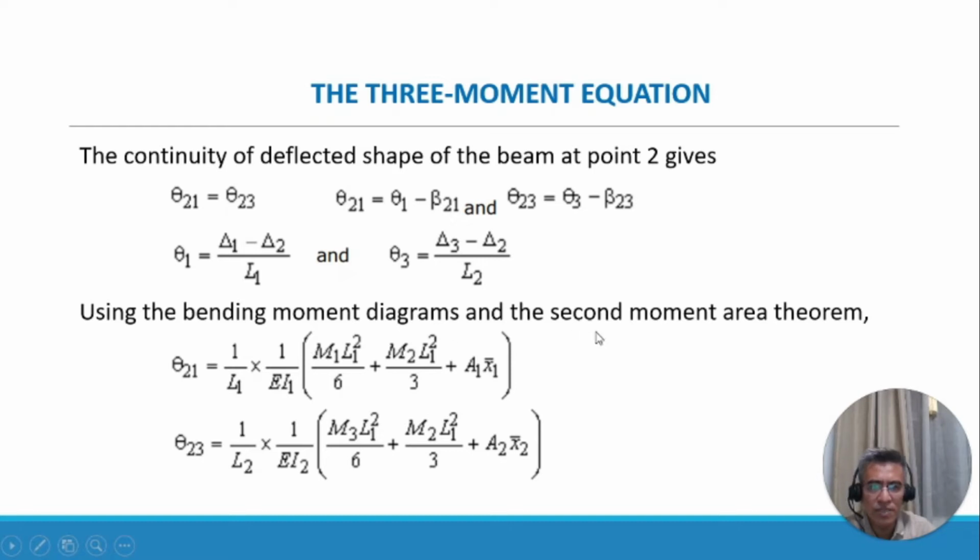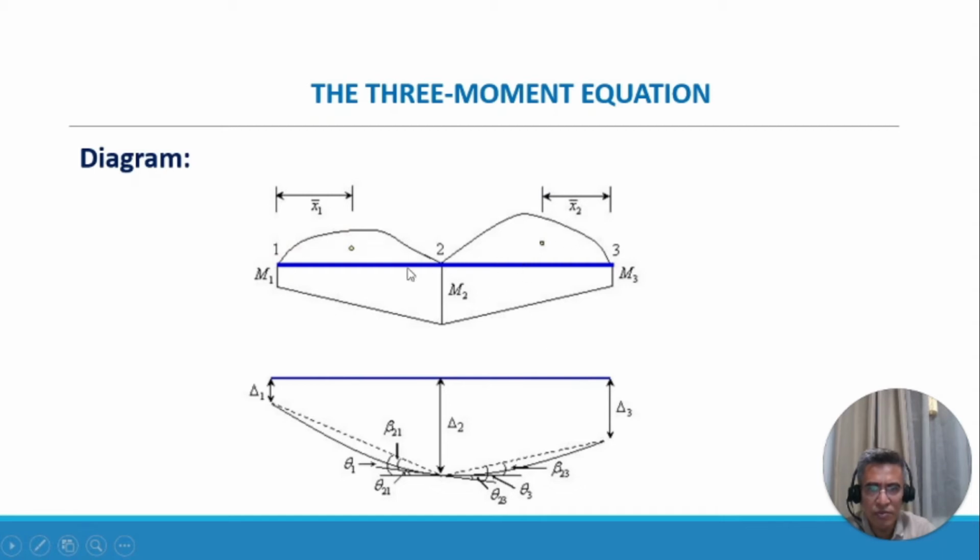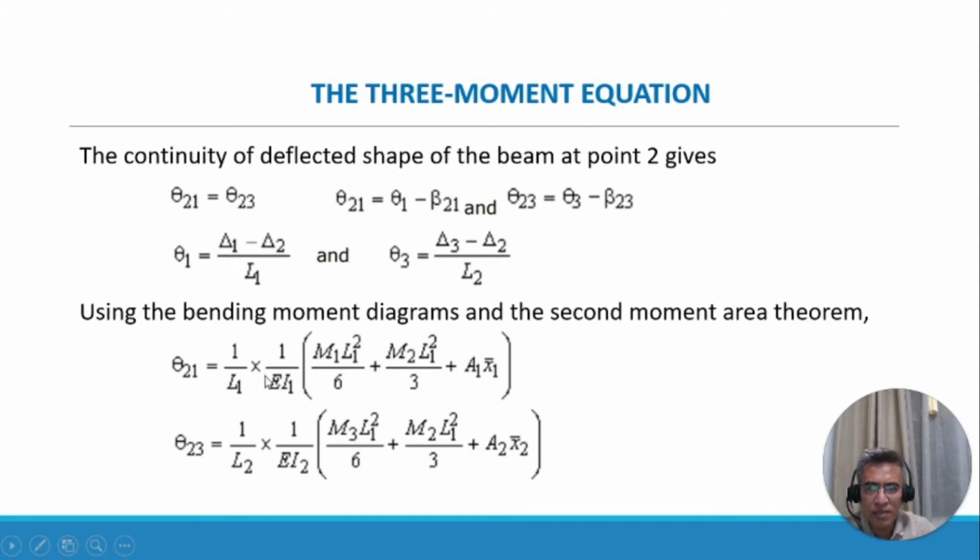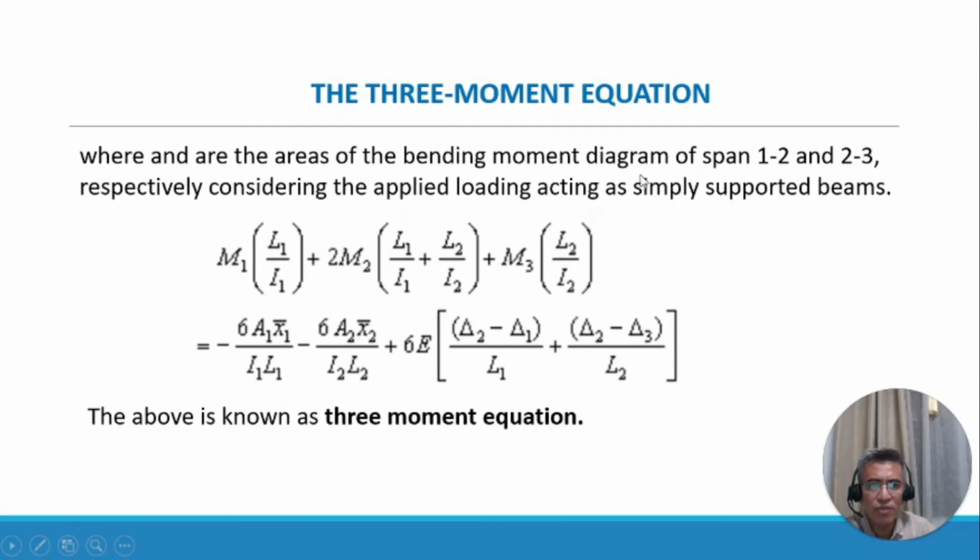Using the bending moment diagrams and the second moment area theorem, theta 2 1 is equal to 1 over L sub 1 times 1 over EI sub 1 times M1 L1 squared all over 6 plus M2 L1 squared all over 3 plus A1 X sub 1. And theta 2 3 is equal to 1 over L2 times 1 over EI 2 multiplied by M3 L sub 2 squared all over 6 plus M2 L sub 2 squared all over 3 plus A sub 2 X sub 2, where A1 and A2 are the areas of the bending moment diagram of span 1, 2 and 2, 3 respectively.